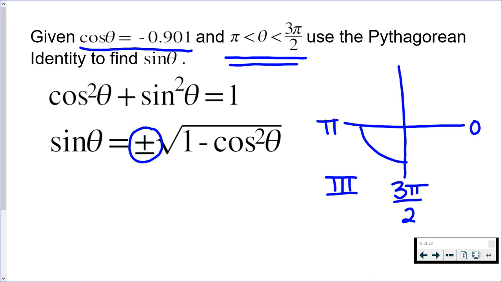Now remember, cosine is your x values, sine is your y values. So in quadrant 3, x, or cosine, is negative since we're moving to the left, and y, which is sine, is also negative because we're moving down. So that just tells us that in our equation, when we're solving for sine, we need to make sure that we get a negative value because in quadrant 3, sine is negative.